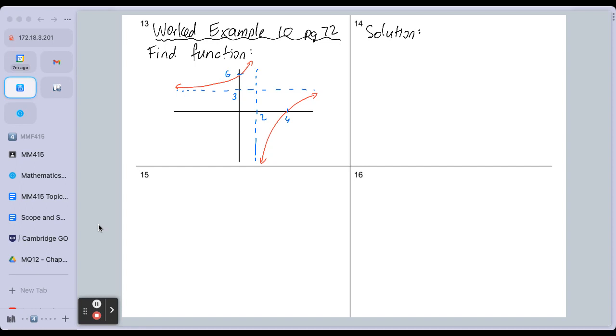Unsurprisingly, I hope, it's pretty much the same as you would do with a cubic when you've been given a graph, or a quadratic when you've been given a graph. You're putting what you know, and it's almost always working out the dilation, right?